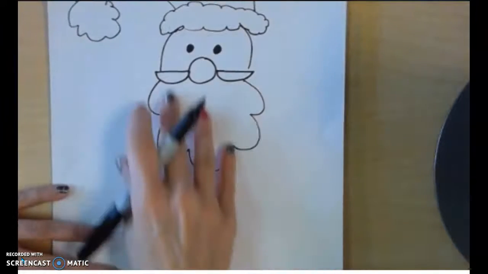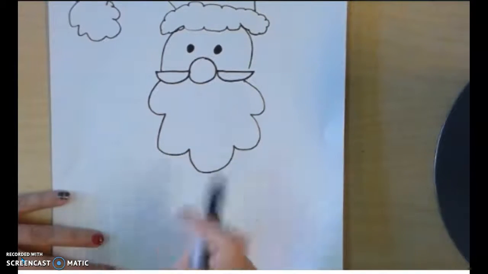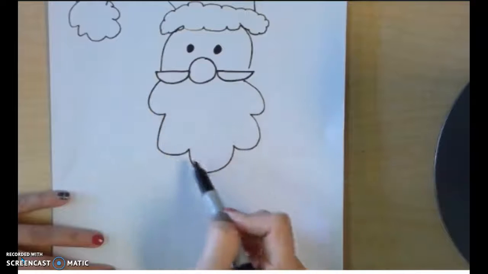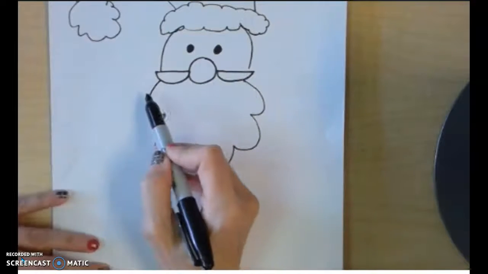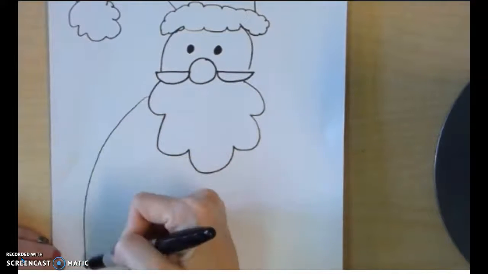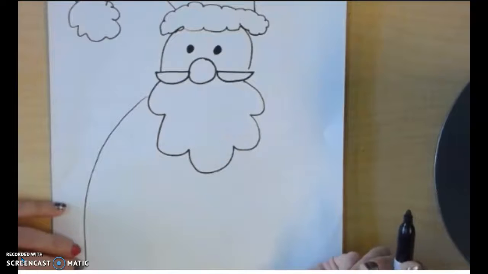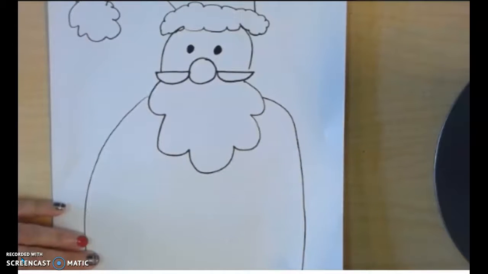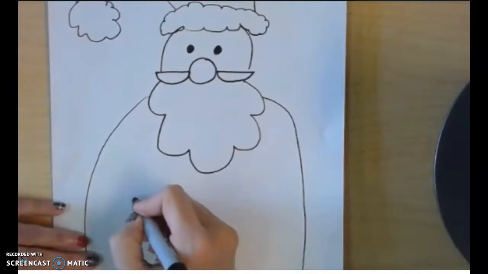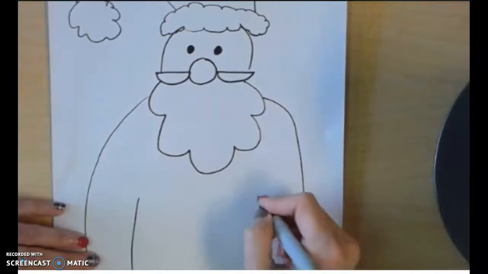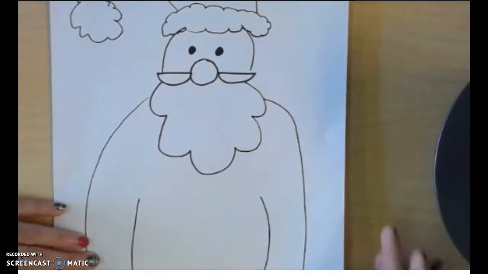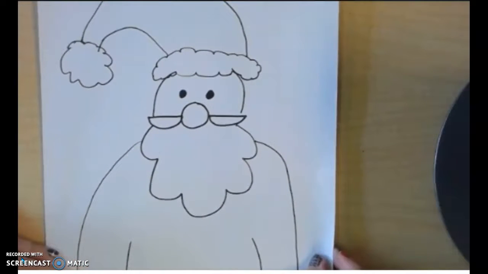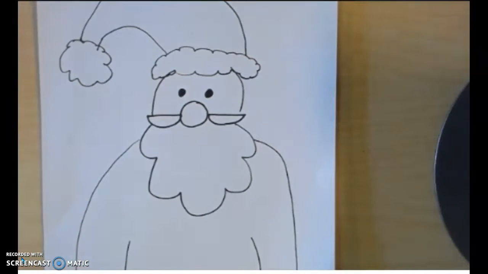Now we're coming back down to this part of the page, and where we have our big bumpy cloud down here, we're going to draw a waterfall down to the bottom of our page and another one on the other side. Not quite as much a waterfall as I would like. And then we're going to add a line here and a line here. And there you have Santa Claus.